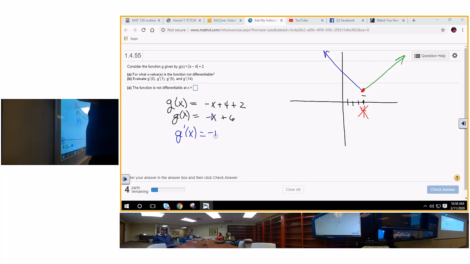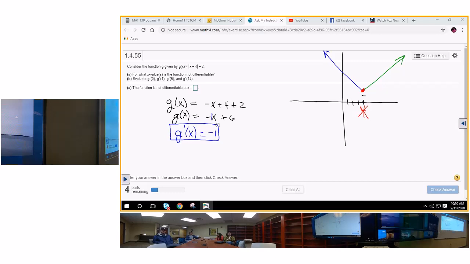Negative 1. Yeah, that's a 0. That's g prime of x, so it doesn't matter what you get. For g prime of x, it's going to be 1. That's why you were getting the same answers for that, so my bad.